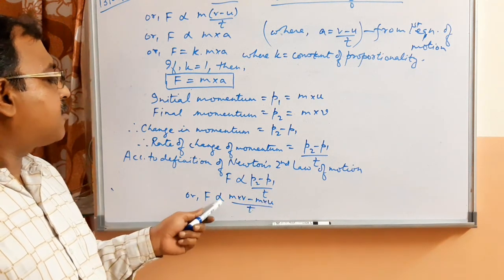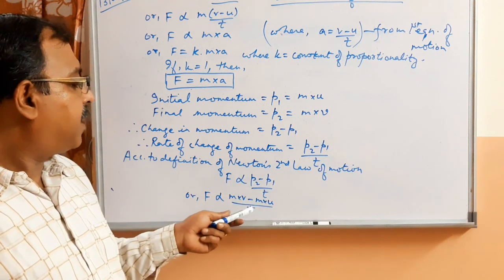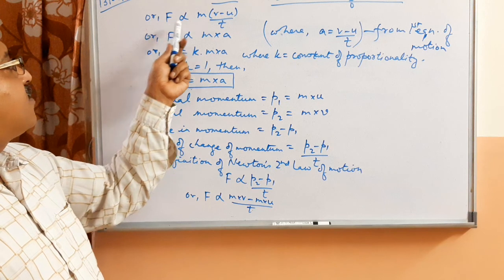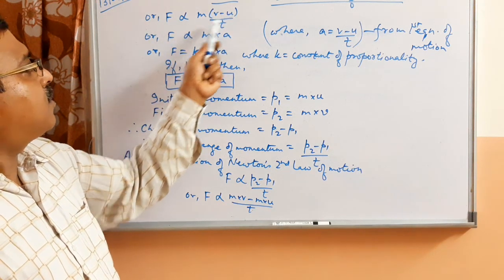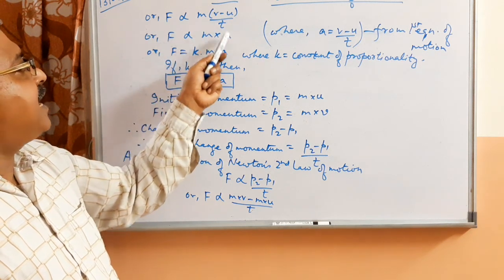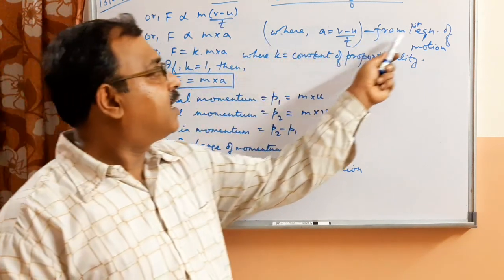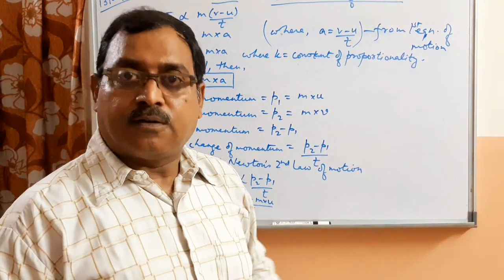Or F is directly proportional to, in place of p2 I am writing m into v, in place of p1 I am writing m into u, by t. Or F is directly proportional to, m has been taken common, so in brackets (v minus u) by t. Or F is directly proportional to m into a, because a is (v minus u) by t, which we get from the first equation of motion, which we did in the first chapter, motion.